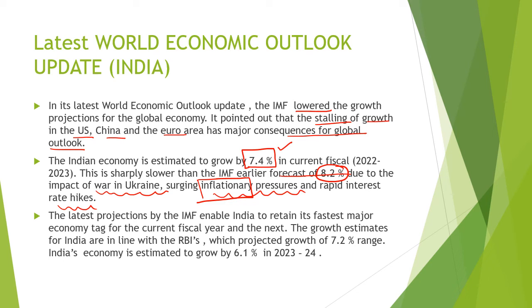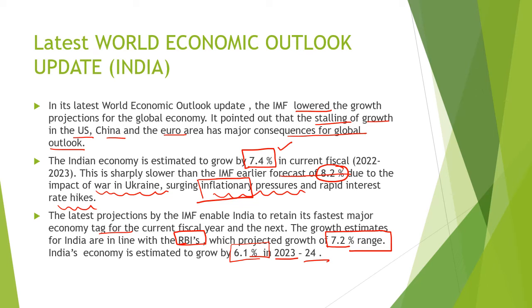The latest projection by the IMF enables India to retain its fastest major economy tag. Even though it has lowered the growth projection, India is still able to retain its fastest major economy tag for the current fiscal year and the next. The growth estimates for India are in line with what the RBI has already projected, in the 7.2% range. India's economy is estimated to grow by 6.1% in the 23-24 fiscal year.